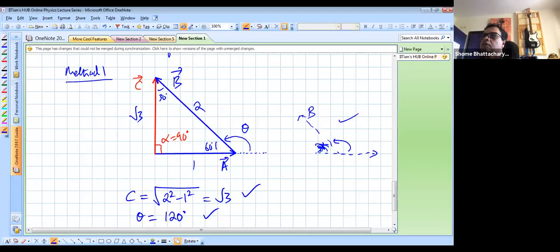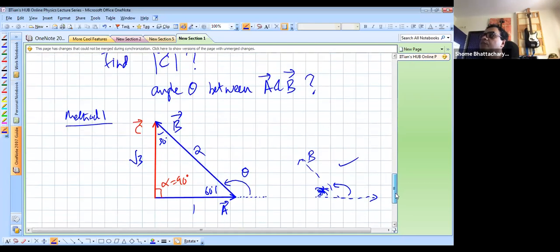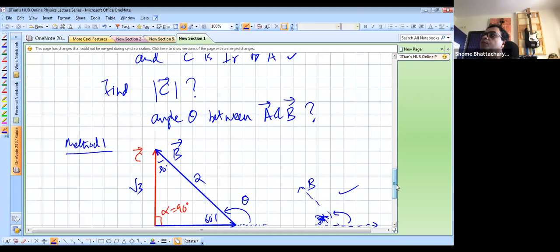Alright. So this becomes the solution of this particular question. Just check if there. Yeah. So this becomes the solution. So why did I do it by the geometrical method first?